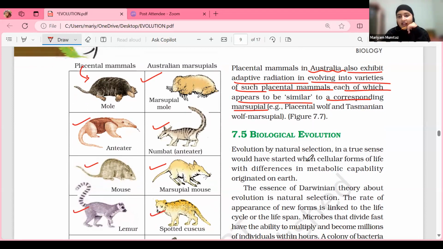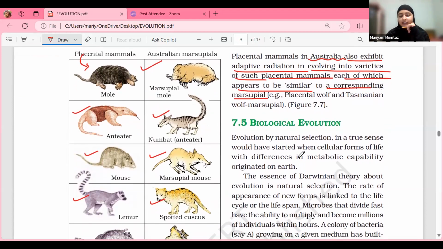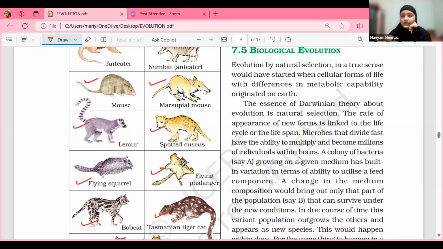All right. Now, moving forward, we'll talk about biological evolution. Evolution by natural selection, in a true sense, would have started when cellular life forms appeared, right? And all of those life forms would have different metabolic capability, because each living being is different from each other. Now, the essence of Darwinian theory about evolution is natural selection. What Darwin says about evolution is with the help of natural selection.